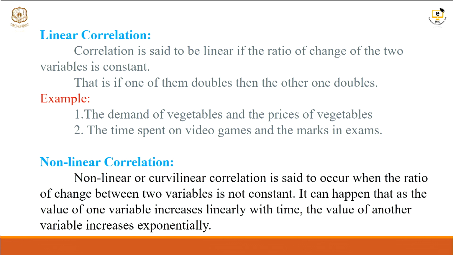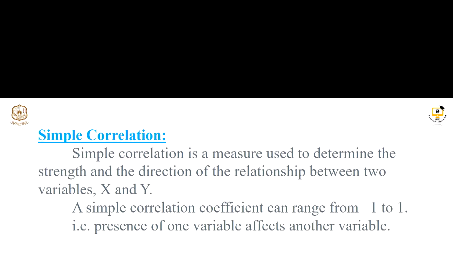Non-linear correlation. Non-linear or curvilinear correlation is said to occur when the ratio of changes between two variables is not constant. It happens when the value of one variable increases linearly with time, while the value of the other variable increases exponentially.